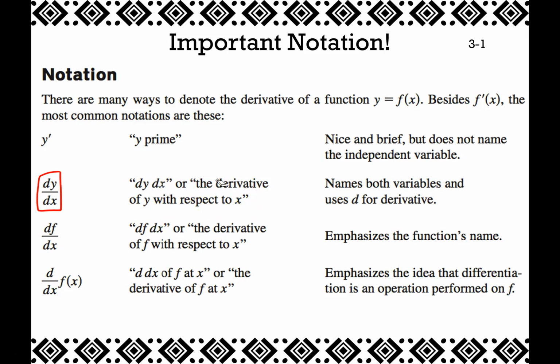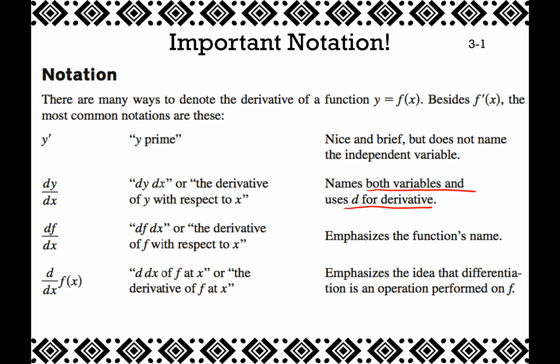You can sometimes see something like dy dz if you have a function like y equals 3z squared plus z plus 1, and you're taking the derivative of that. The derivative would be dy dz. All right, so just keep that in mind. That's a fancy way of saying take the derivative. This is nice, again, because it names both the variables and uses d for the word derivative.